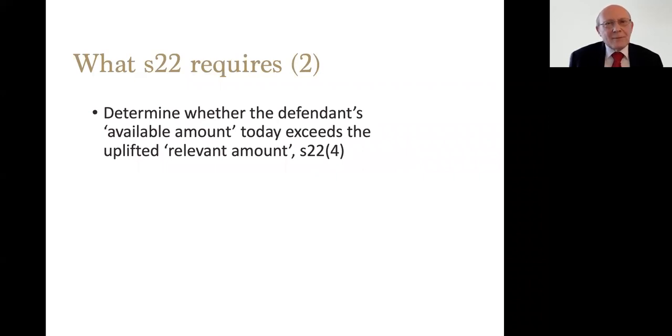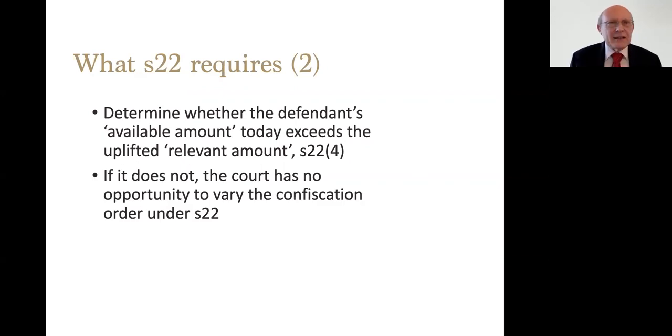So the question is, which is higher? Which is the bigger number, the defendant's available amount today or the uplifted relevant amount? If the defendant's available amount today does not exceed the uplifted relevant amount, then I'm going to say to you, the court has no opportunity to vary the confiscation order under section 22. Now, I don't know any prosecutor who would agree with me on that, I have to say. But that is what Section 22 says. So if the available amount today does not exceed the uplifted relevant amount, then the condition of subsection 4 is not met, and the court, I'm saying, will not be in a position to vary the order.